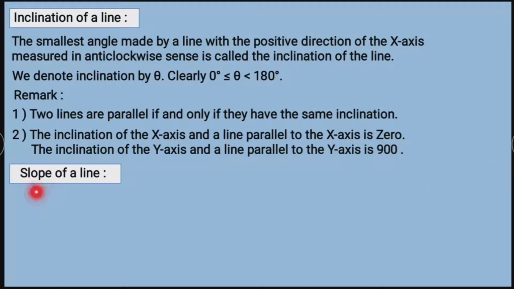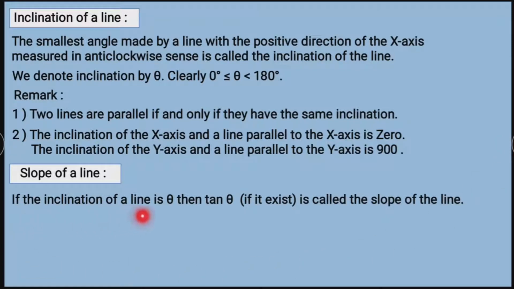Then next concept, slope of a line. If the inclination of a line is theta, then tan theta, if it exists, because we know that when theta equals 90 degrees, then we cannot define tan 90, that is not defined. So we write here, tan theta, if it exists, is called the slope of the line. That means if we measure inclination in tan ratio, then that tan ratio is nothing but the slope of that line.